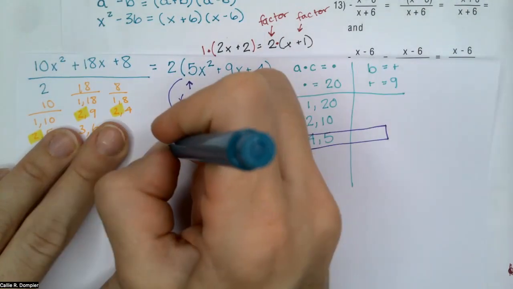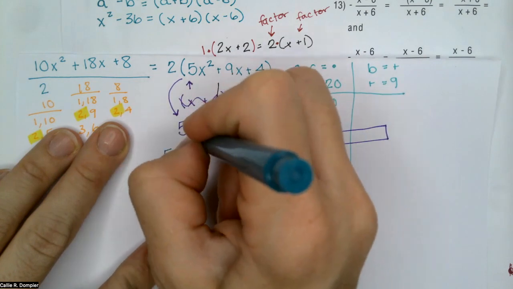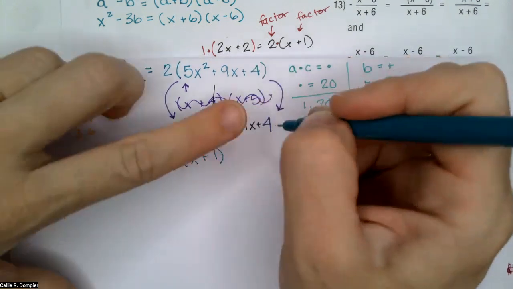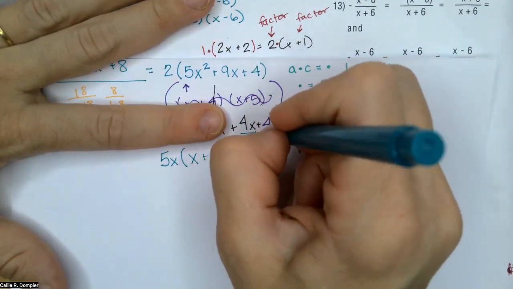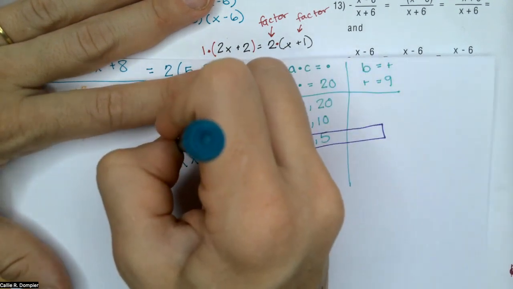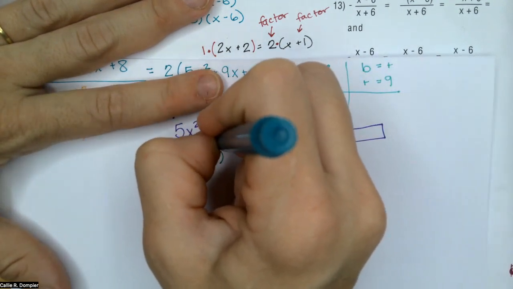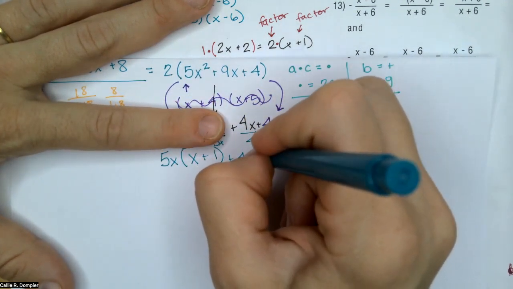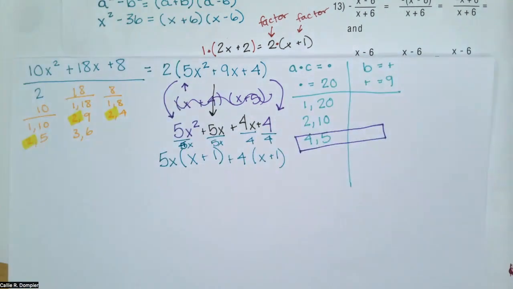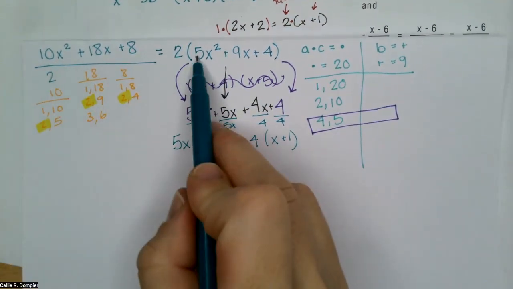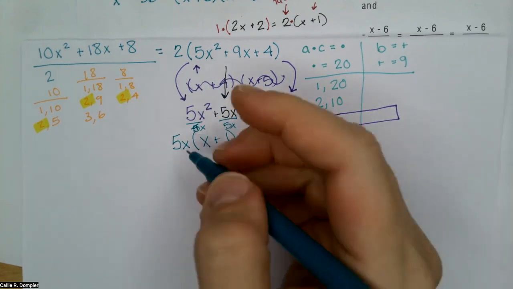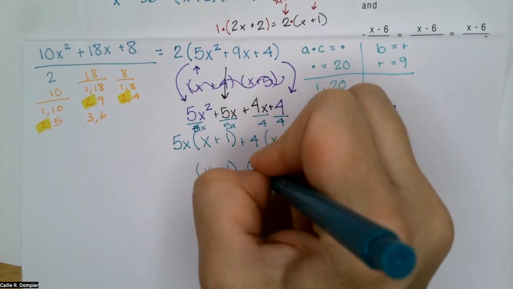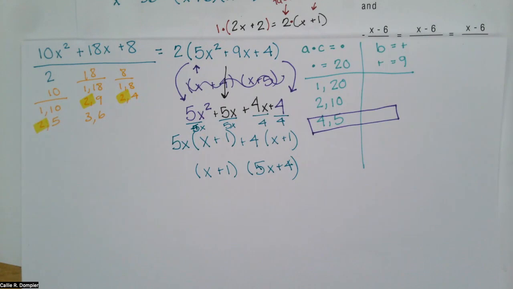5x squared plus 5x, I can take out a 5x. 5x squared divided by 5x is x. 5x divided by 5x is 1. Here we have 4x plus 4. Divide them both by 4. Sorry, I didn't really show that I was dividing them both by 5x here. Divide those both by 4, and we get plus 4. 4x divided by 4 is x. 4 divided by 4 is 1. And the factored form of 5x squared plus 9x plus 4 is x plus 1 times 5x plus 4. Good?